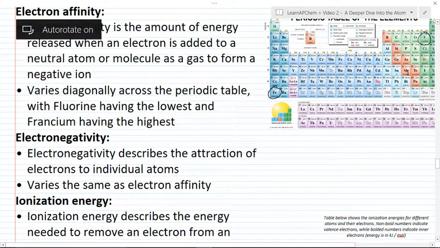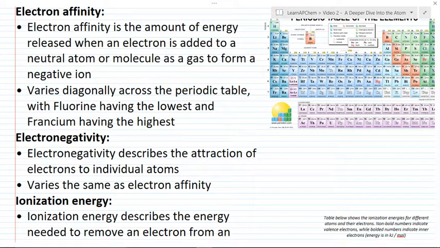So, the first trend we want to talk about is electron affinity. And again, this stuff comes up a lot, so you should definitely make sure you understand it. But as I talk about this, if you have any questions, be sure to leave a comment and ask. Okay, so as stated on screen, electron affinity is the amount of energy released when an electron is added to a neutral atom or molecule as a gas to form a negative ion.